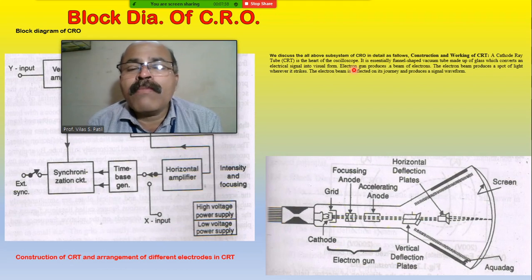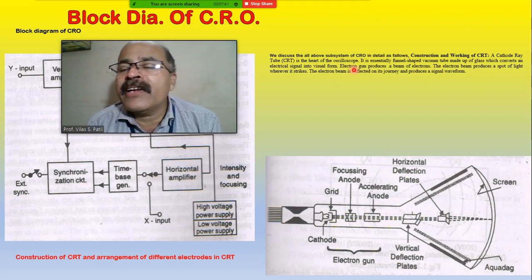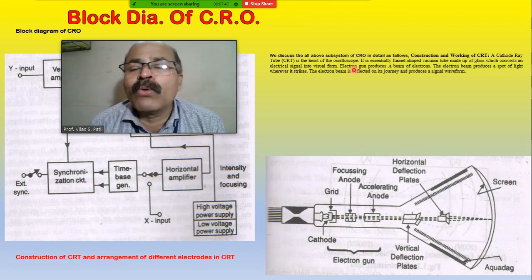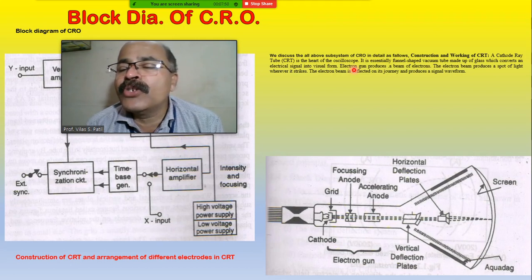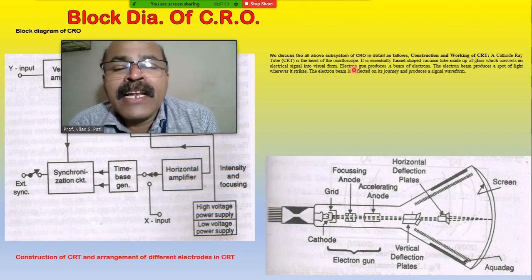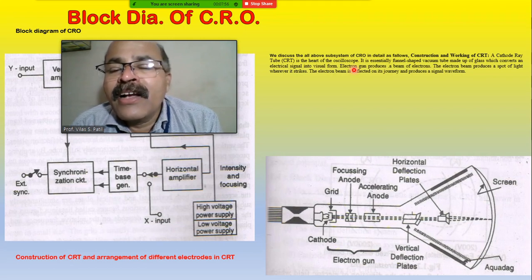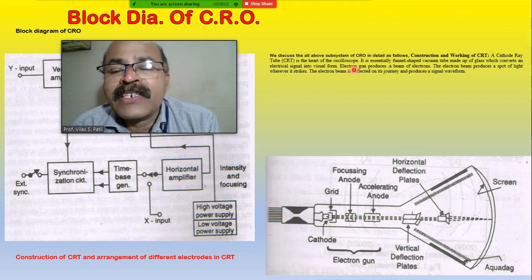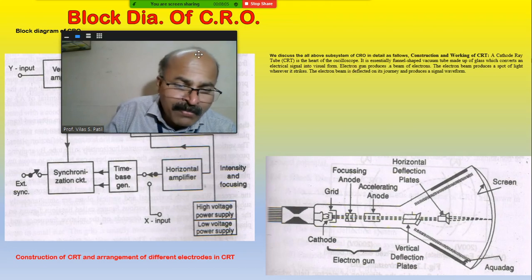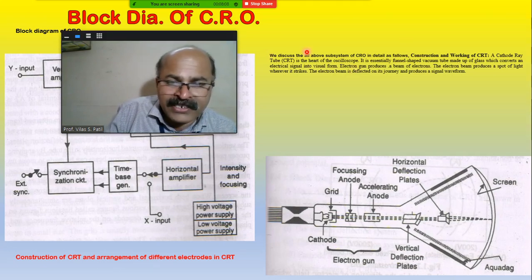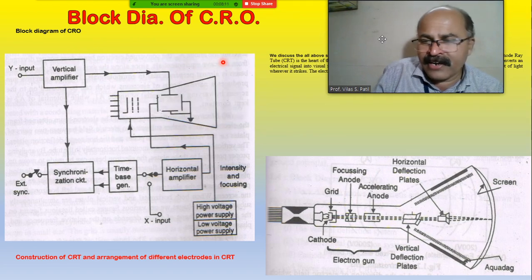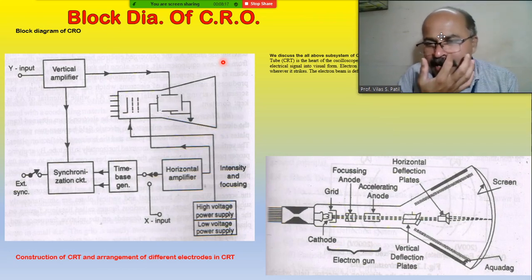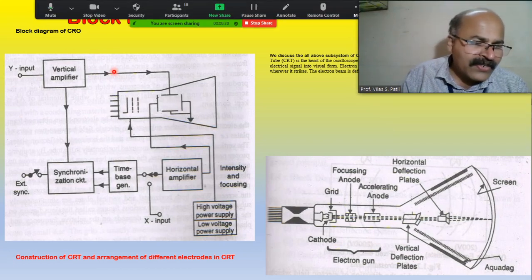We discuss all about the subsystems in the CRO in detail, and the construction of the CRT. The cathode ray tube, CRT, is the heart of the oscilloscope, and it is essentially a funnel type vacuum tube of glass, and it converts the electrical signal into a visual one. The electron gun produces the beam of electrons, and the beam of electrons produces a spotlight when it strikes. The beam of electrons will be deflected in time of the journey. I will explain all these things very well according to this block diagram.